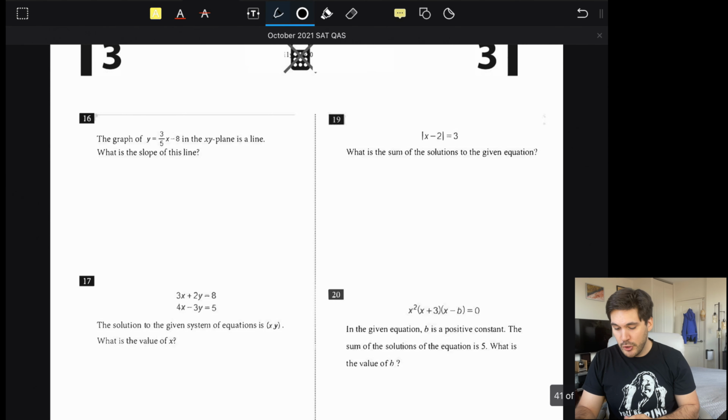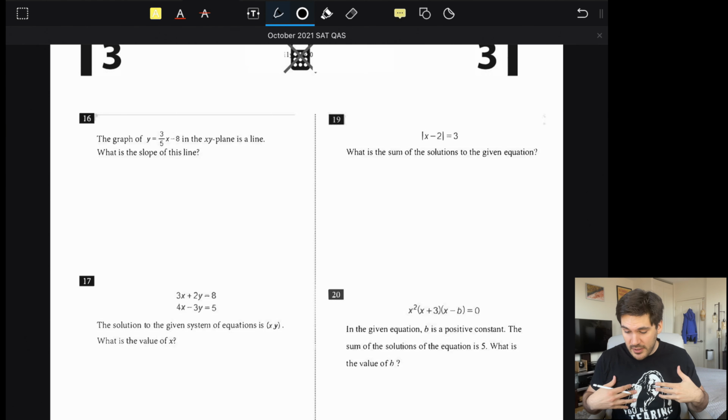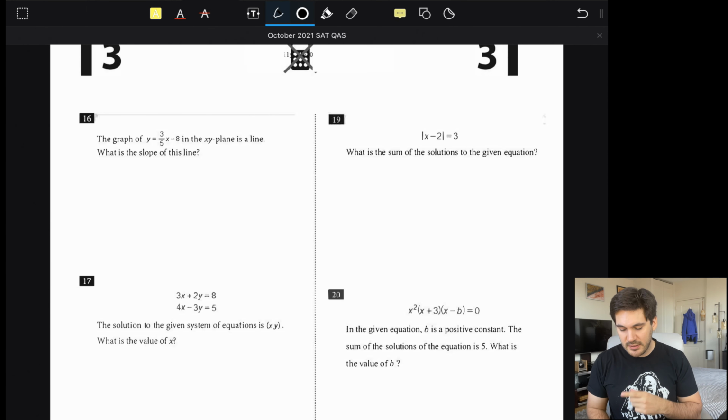16? Cool. Number 16. The graph of y equals 3/5 x minus 8 in the xy plane is a line. What is the slope of the line? Super easy. It's the coefficient of the x. So that's 3/5.